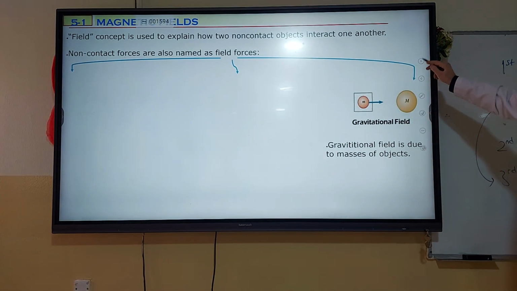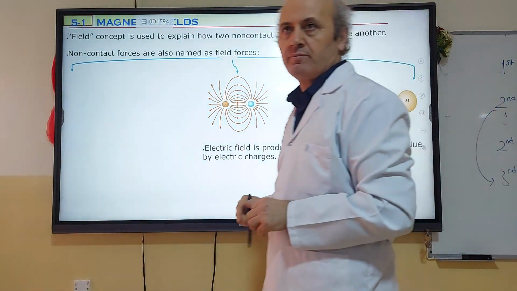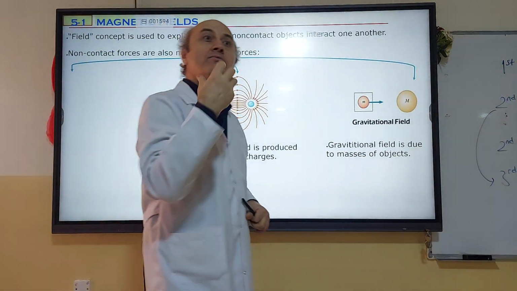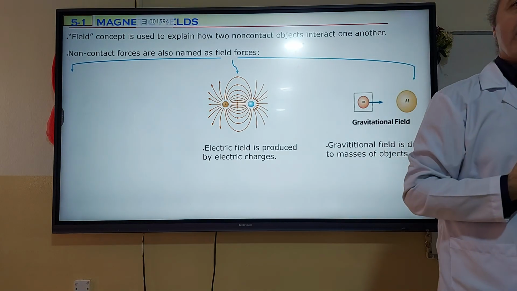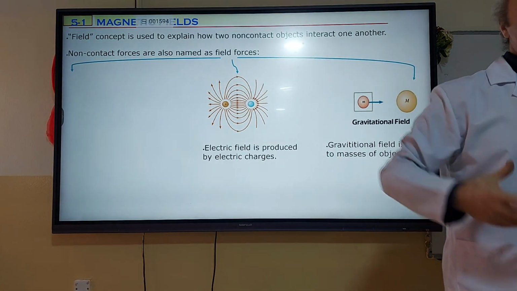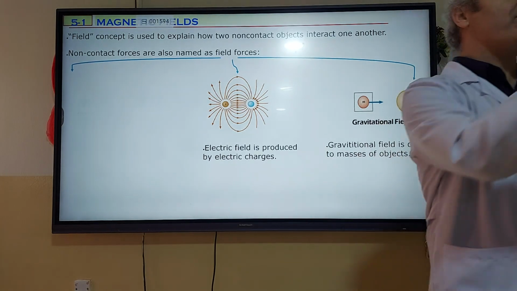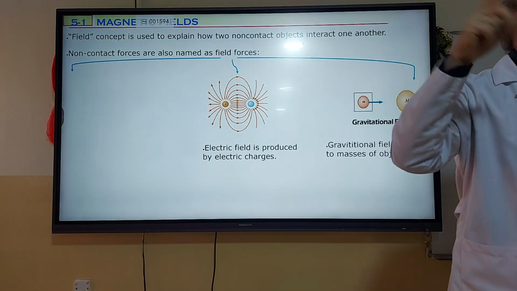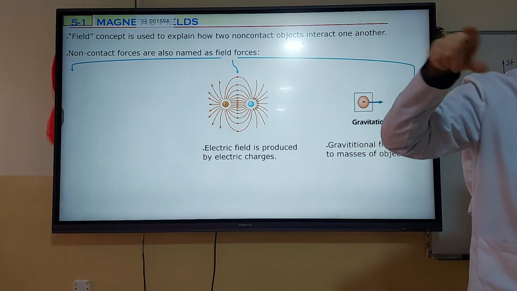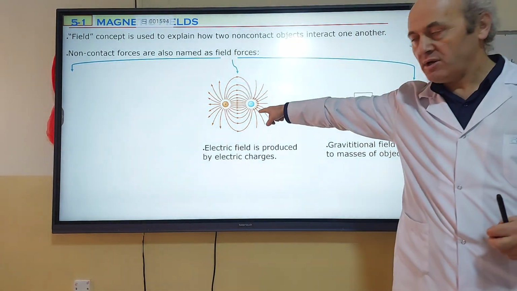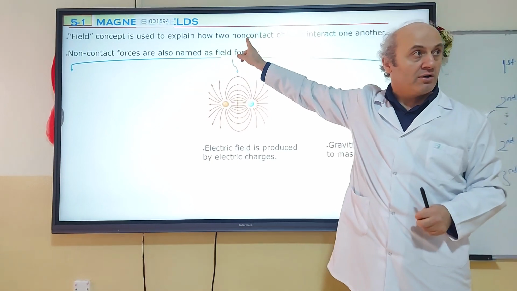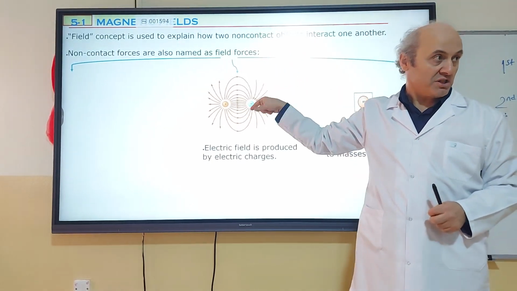Another field force is the electric field. A positive charge and a negative charge: how do they attract each other? By electric field. Every charge produces an electric field around. In the 11th grade you studied this. For a positive charge, the electric field is radially outward. For a negative one, it is radially inward.